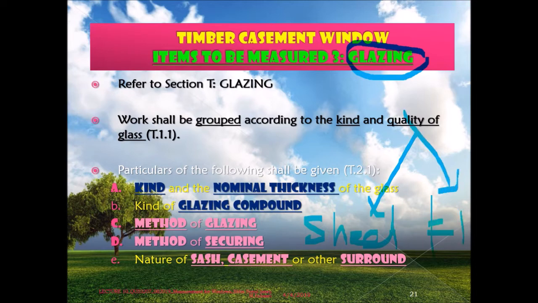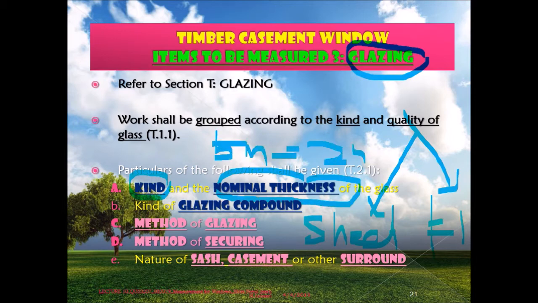For each of these, make sure you write down the kind and quality, that is normally sheet or float glass. Nominal thickness can be from 5 mm thick to maybe 25 mm, normally for a car showroom or maybe for a high-rise building. Then the kind of glazing compound. What is the method of the glazing system? Whether this is single glazing, double glazing, or triple glazing.